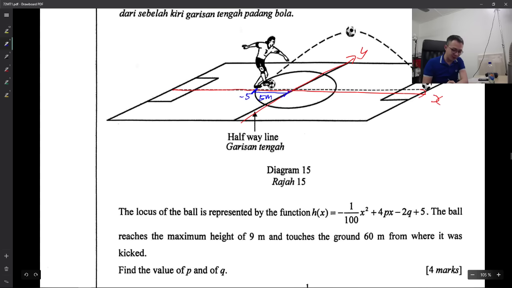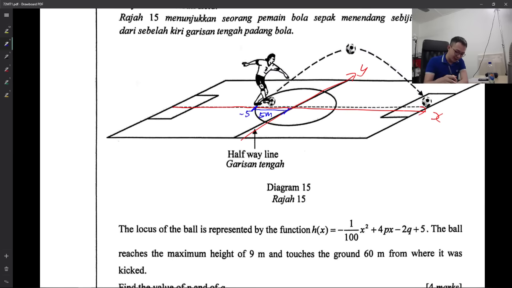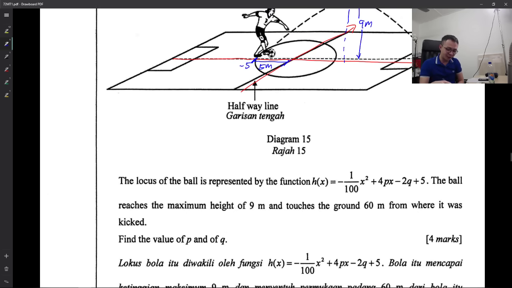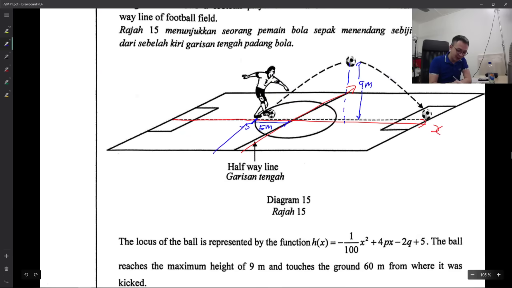The locus of the ball is represented by this function. The ball reached the maximum height of 9 meters, so here should be 9 meters. It's a bit three-dimensional, but I hope you can see. And it touches the ground 60 meters from where it was kicked. So from here to here, where we touch the ground, the total is 60 meters. Here will be another 55, because here already have 5. So the whole thing will be 60.